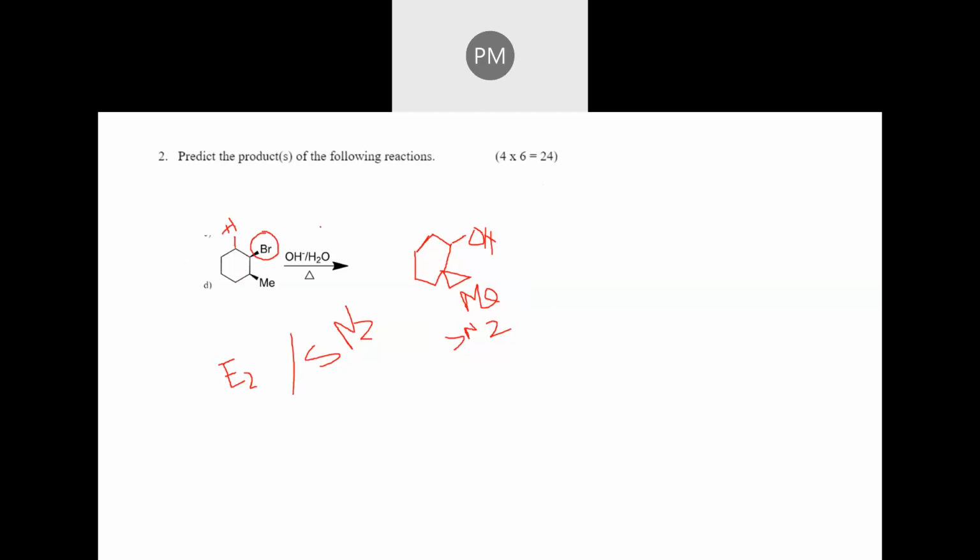Now this OH minus will abstract this hydrogen and that becomes water, and the bromide will be liberated. So what will be the E2 product? The E2 product will be like this. There will be a double bond.